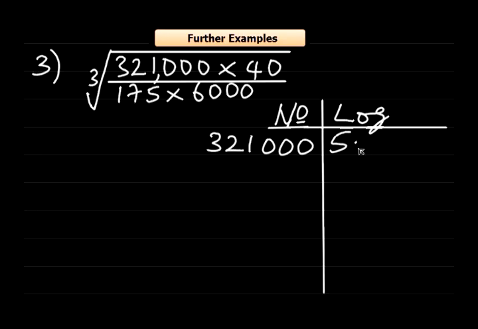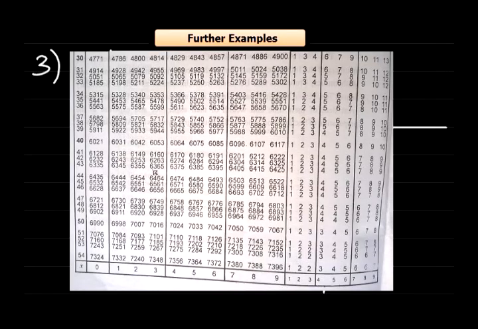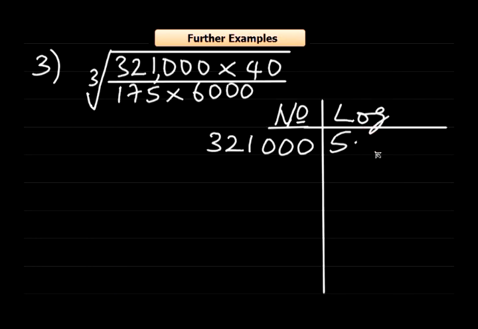Then we'll check the logarithms. This is 32 under 1. So 32 under 1 is here, 5065. Okay, 5065.